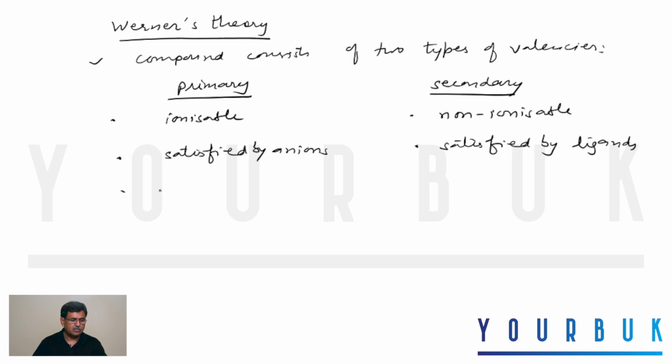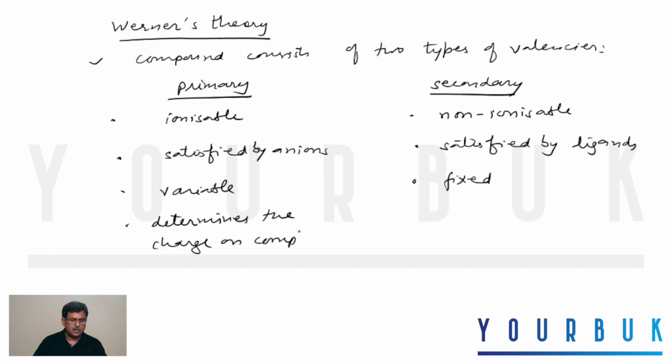And primary valencies are variable, they are not fixed. We can have one anion, we can have two anions, we can have three anions. Secondary valencies are fixed. And primary valencies determine the charge on the complex ion. And secondary valencies determine the coordination number and the geometry.